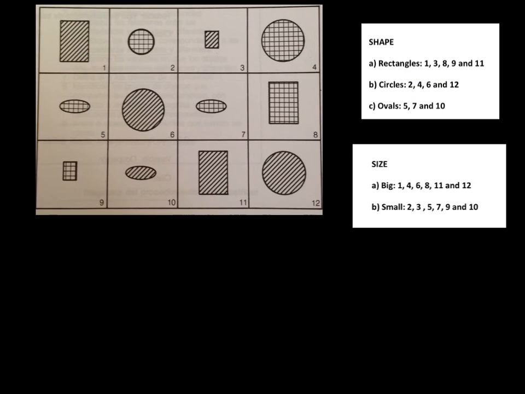Now the next variable, which is the size, we have big and small ones. So the big ones are 1, 4, 6, 8, 11, and 12. And the small ones are 2, 3, 5, 7, 9, and 10. Again, as you can see, we have 2 classifications for the same variable.